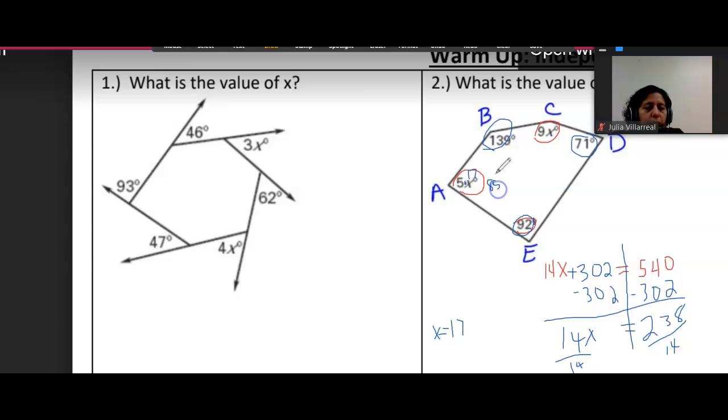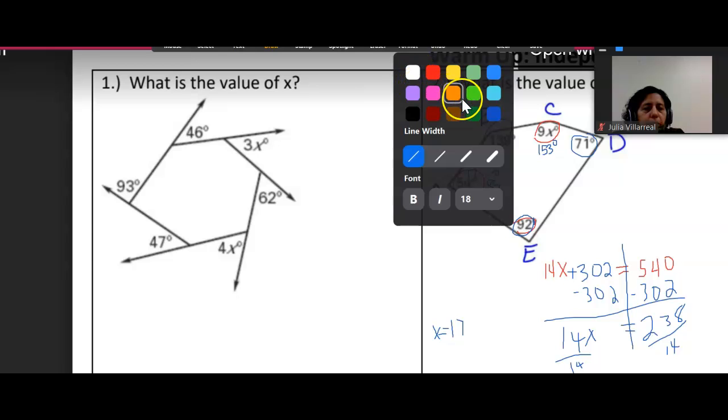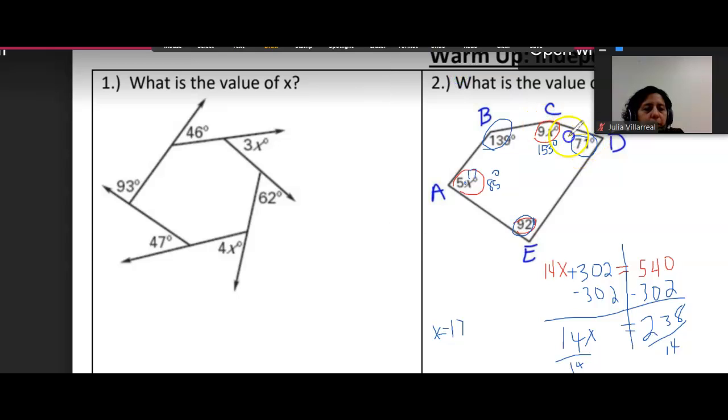And let's go ahead and do this one over here. 9 times 17, so 9 times 17 should give you 153 degrees. Now add up all of those. Let me pick a color here, yellow. You're going to add up 71 plus 92 plus 85 plus 139 plus 153. They should all add up to 540.